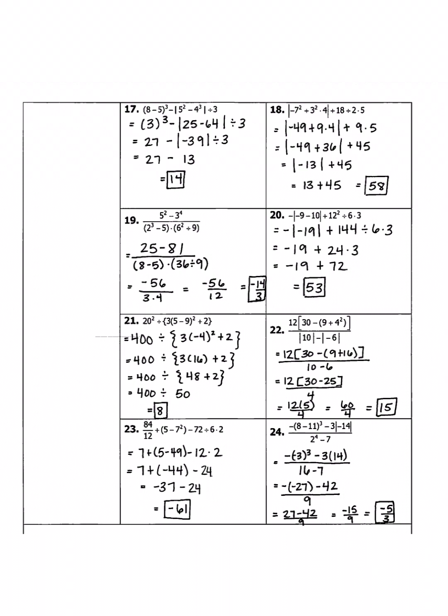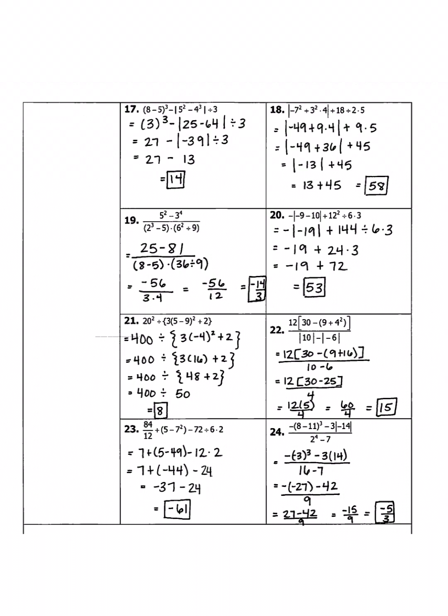Notice some of these problems have absolute value bars here. So don't forget these. Here we have parentheses for number 17. Here we have absolute value. Absolute value bars are almost like parentheses. So notice here we did 8 minus 5 and we got 3 to the 3rd power. Minus. Now we have to do what's in these bars. So 5 to the 2nd power, 5 times 5 is 25, minus 4 to the third power is negative 64 here. So minus 64. So these are still in the bars here.